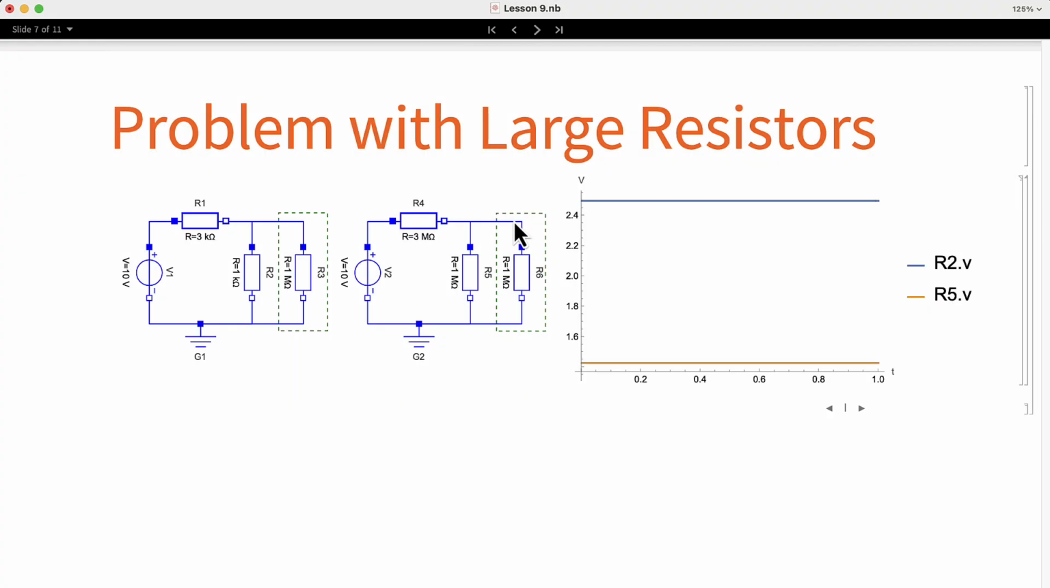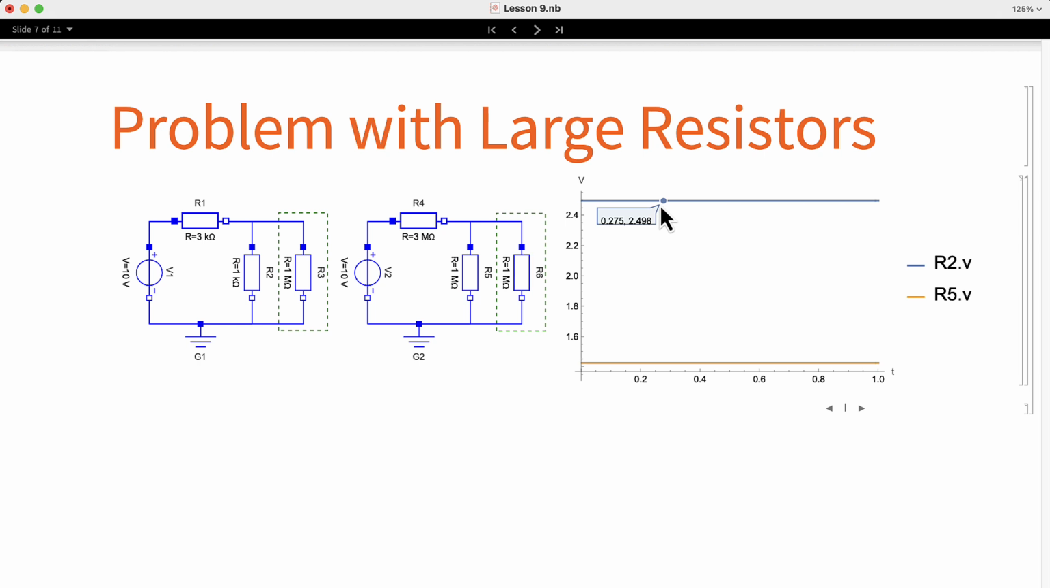Here we have two variations of the same circuit, the voltage divider. One of them uses resistors of 3K and 1K. The other one, 3 mega ohms and 1 mega ohm. If you remember, in the beginning of this lesson, we mentioned that the voltmeter has a high impedance. In this case, it is represented by a resistor of 1 mega ohm here, and also 1 mega ohm on this side. And here we can see the simulation results.